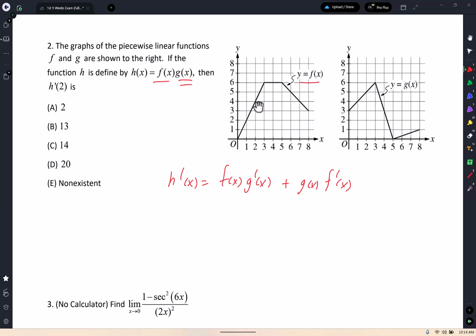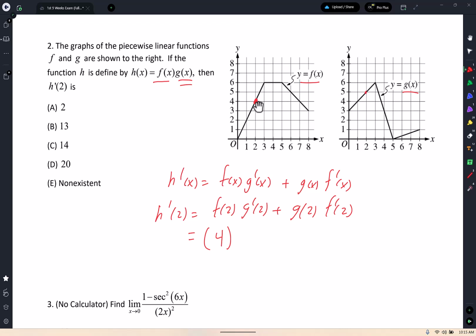Notice you have the graph of f and the graph of g, and they're all just nice linear lines. H prime of 2 equals f of 2, g prime of 2, plus g of 2, f prime of 2. So catch up to here. F of 2 I just get from my graph. I come up here. It looks like f of 2 is what y value? 4. Now I'm going to get g prime of 2. I'm going to get it from this graph as well.